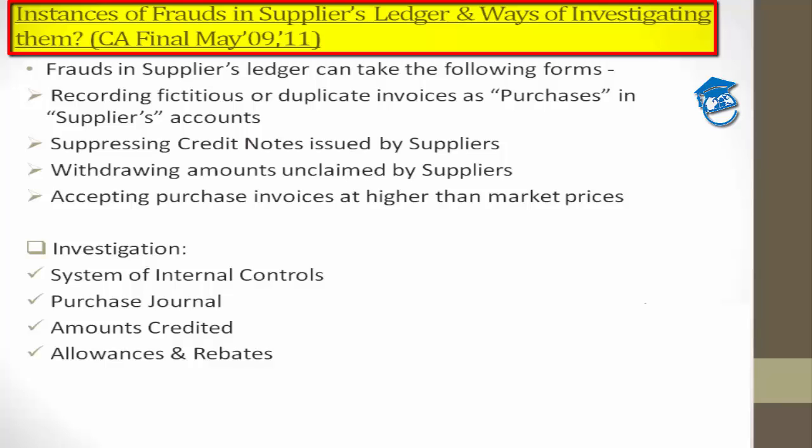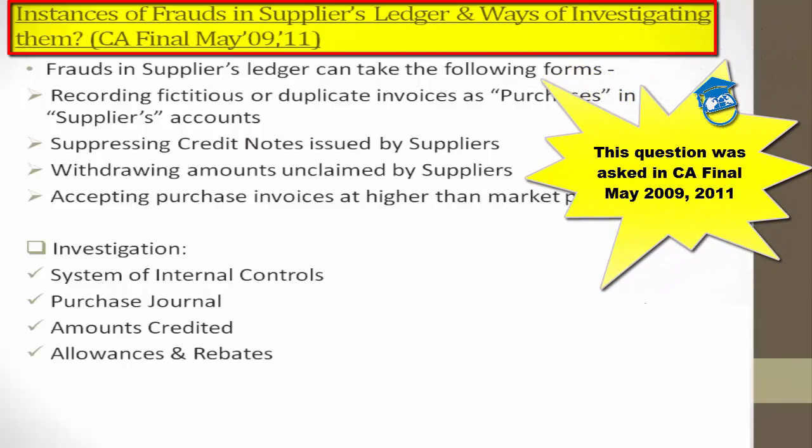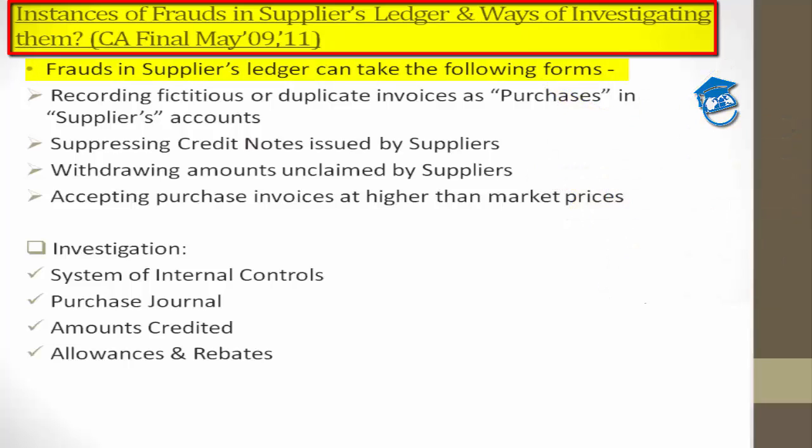So what can be mentioned as a few of the instances wherein you can find out some of the frauds in supplier's ledger and how you as an auditor need to investigate them. This question has already been asked twice in the CA final examination for May 2009 and 2011. So what forms can fraud in supplier ledger take?